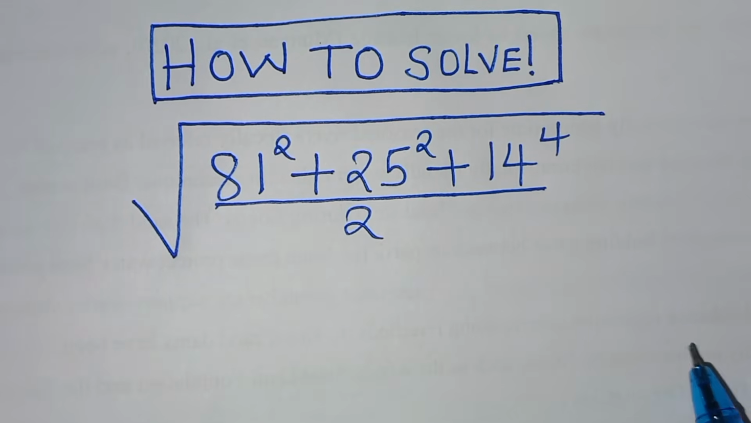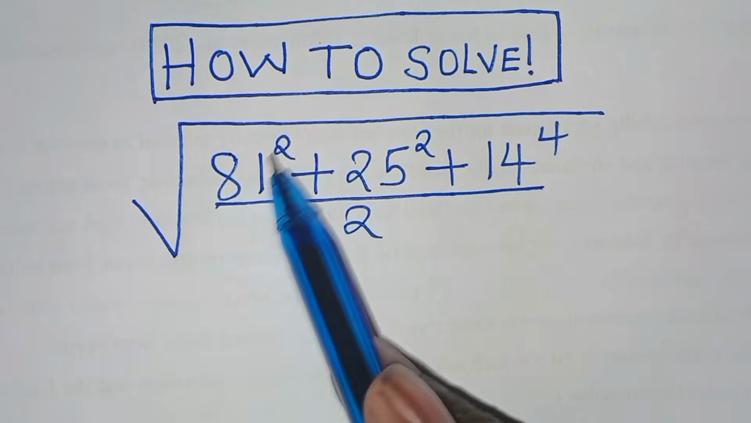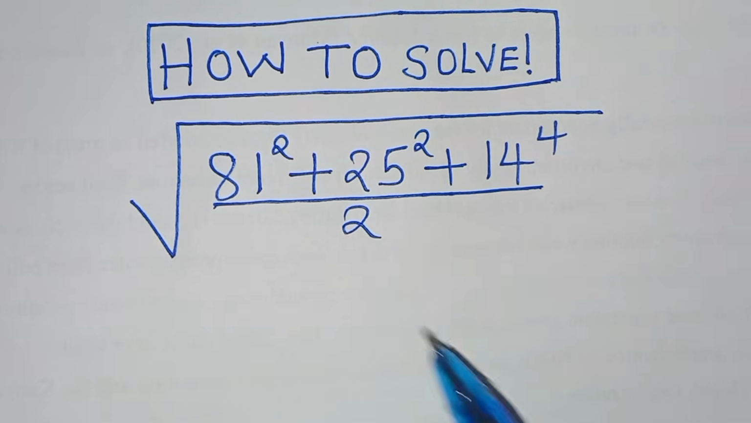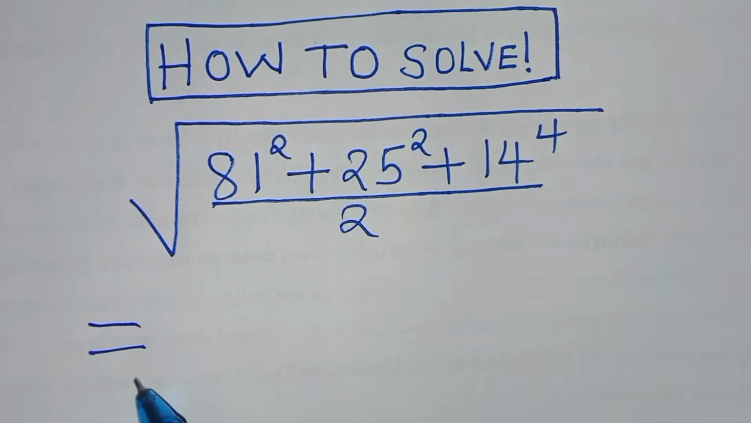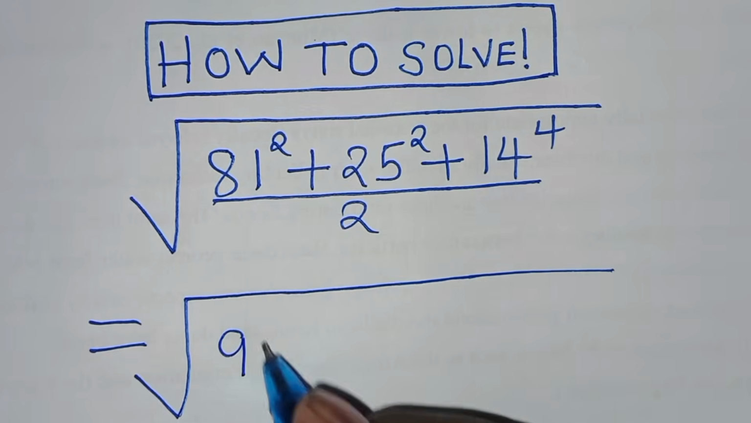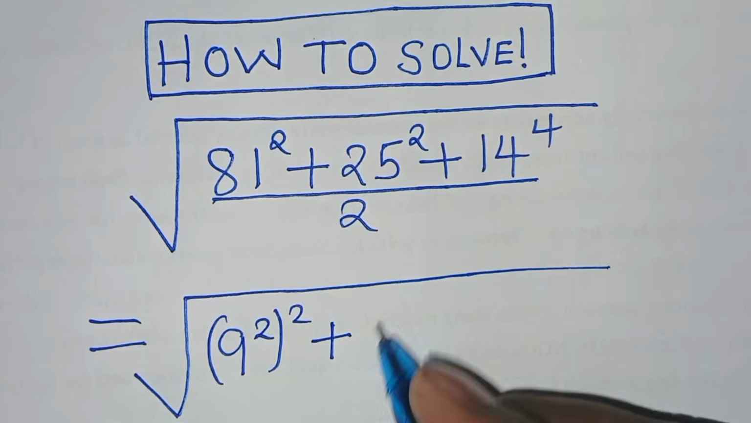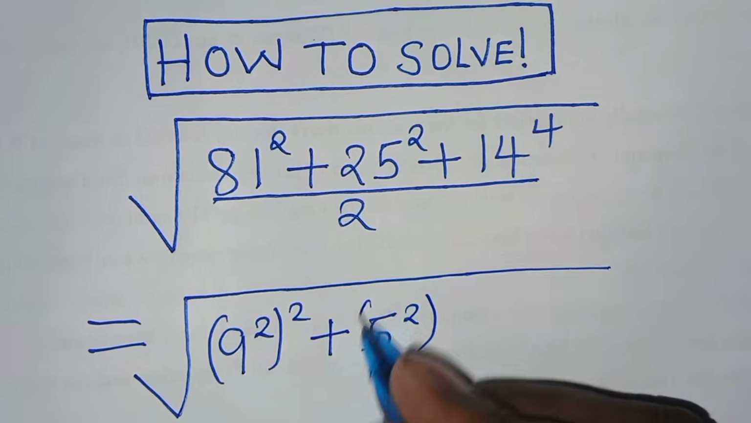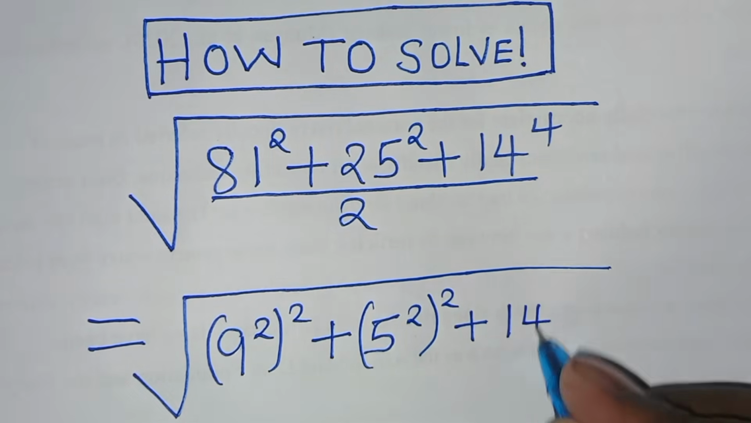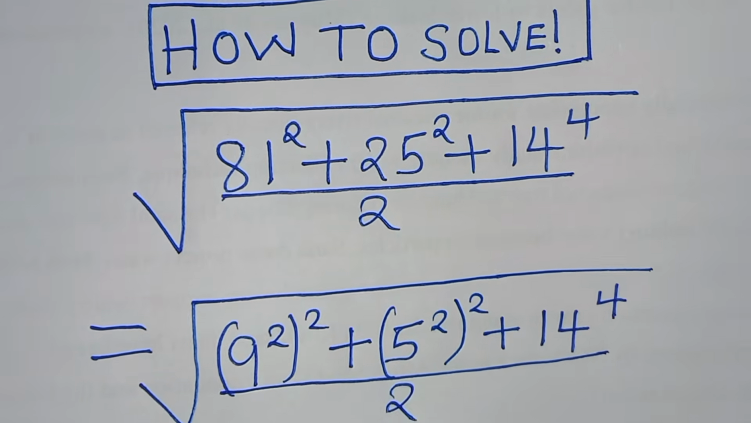Hello everyone, you're welcome to solve this nice radical math problem, which is the square root of 81 to power 2 plus 25 to power 2 plus 14 to power 4, divided by 2. So the first thing to do here, we can express 81 as 9 squared raised to power 2, then plus 25 can be expressed as 5 to power 2 raised to power 2, then plus 14 raised to power 4. All this divided by 2.